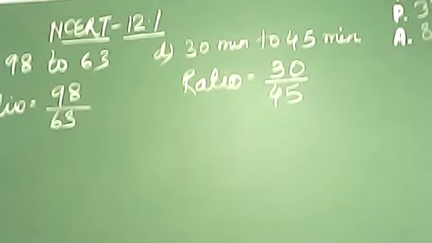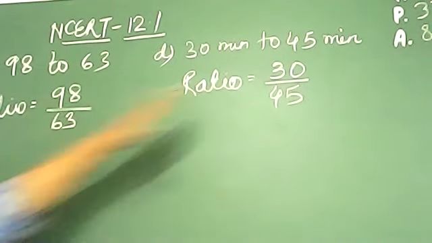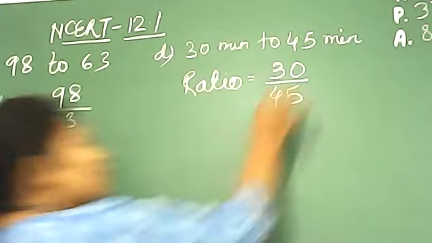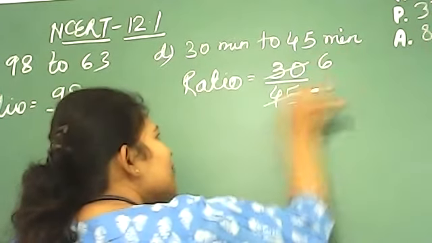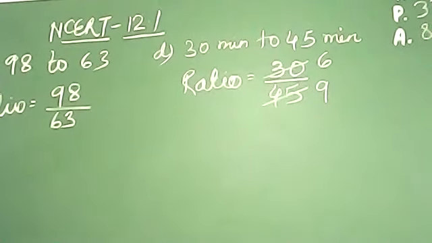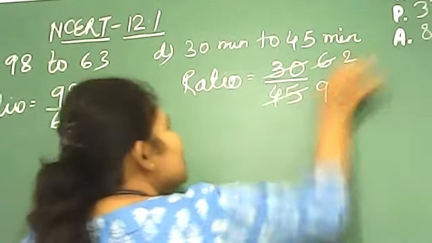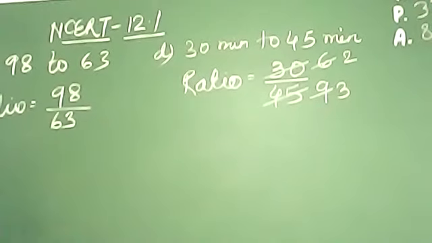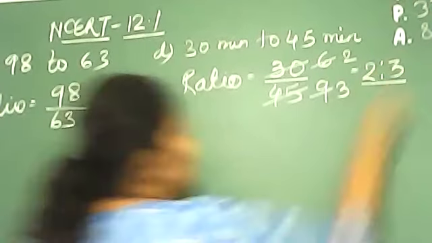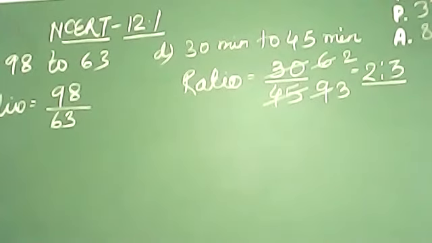Fine. Now you tell me. First you tell me this one. By which table can you cut both? 5. 5 twos are 10, 5 nines are 45. Will it cut more? 3. 3 twos are 6, 3 threes are 9. Will it cut more? No. Final answer 2 ratio 3. 2 is to 3. Fine.